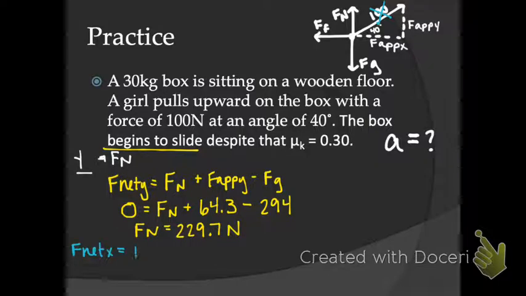So my forward force would be F applied x. My negative force is friction. Now I start plugging in numbers. I'm solving for acceleration, so we know our acceleration is not 0, which means I'm going to take mass times acceleration. F applied x is 100 times cosine of 40, 76.6. Okay, thank you. Frictional force, how do we find the frictional force? Coefficient times the normal, so 0.3 times 229.7.